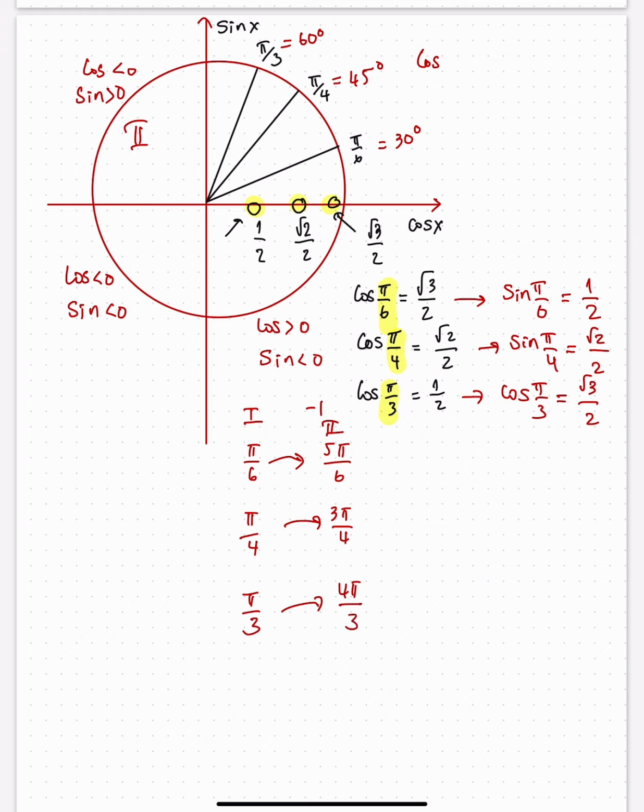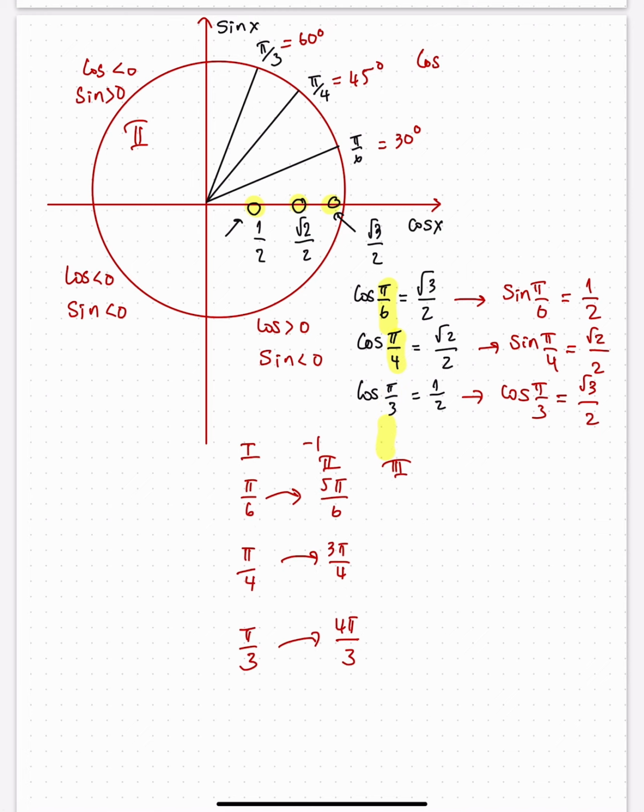Okay, but for the third, it comes from the first quadrant as well. For the second we subtract 1, but for the third we add 1. So we add 1 to the numerator, or top of the fraction. So that will be 7 pi over 6, 5 pi over 4, and 4 pi over 3.